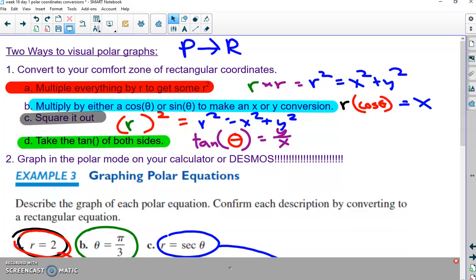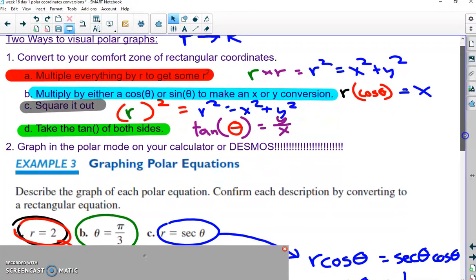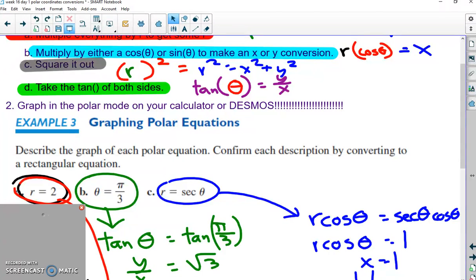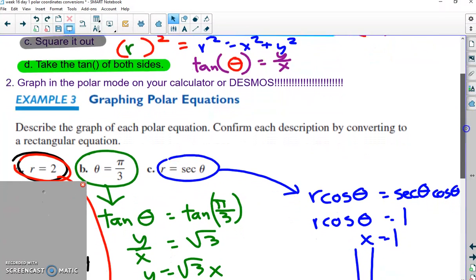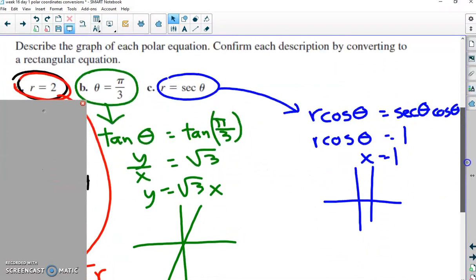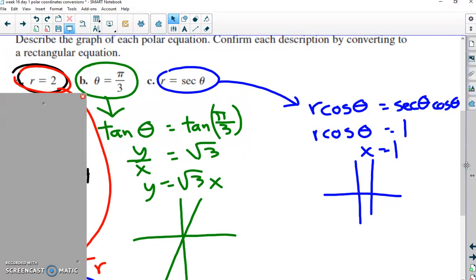I'll start with the blue one. Blue one I'm going to multiply by cosine, and this is y. So if I multiply blue by cosine on both sides, what happens to secant theta cosine theta? It becomes 1, and r cosine becomes x. That's a way to do a polar version of a vertical line. Next one is theta equals pi over 3. If you do theta equals pi over 3 and do tangent to both sides, you get y over x is the square root of 3, which is y equals square root of 3 times x. And I really want you to realize that, know what locks in on that line?